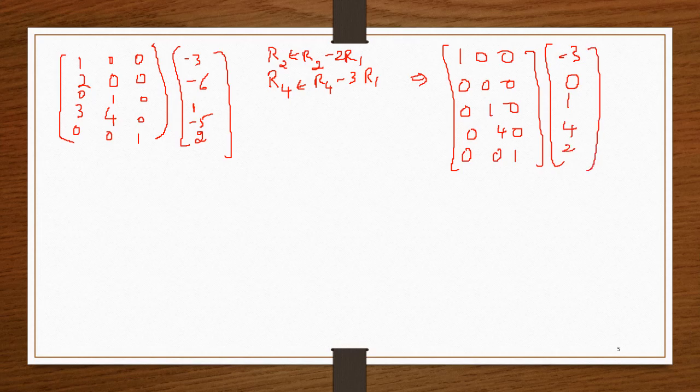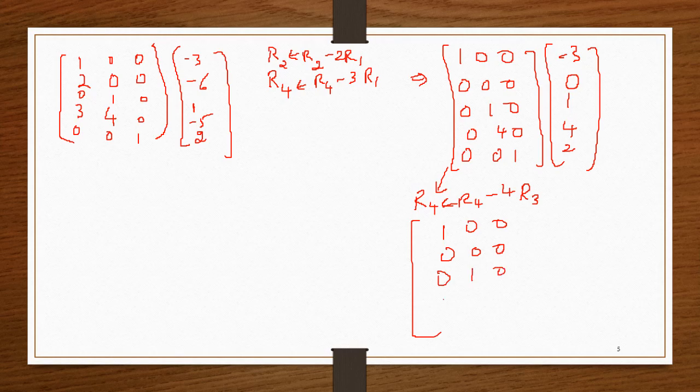Next we'll use one more operation for this particular matrix, which is R4 equal to R4 minus 4 times R3. If you do this, we are going to get a matrix 1 0 0 0 0 0 0 1 0 0 0 0 0 0 1 will be equal to -3 0 1 0 2.